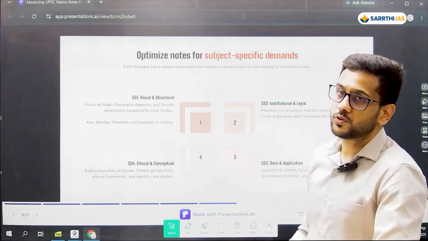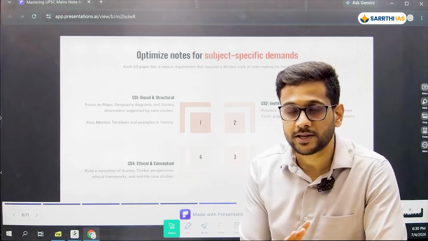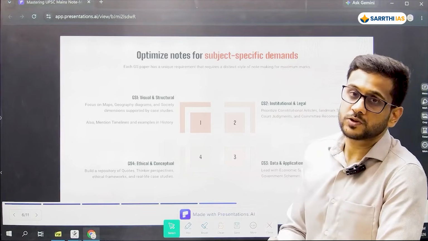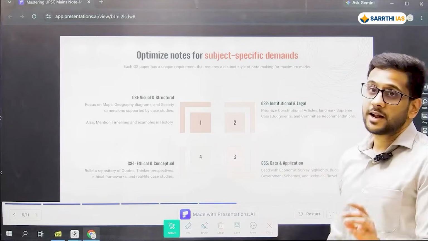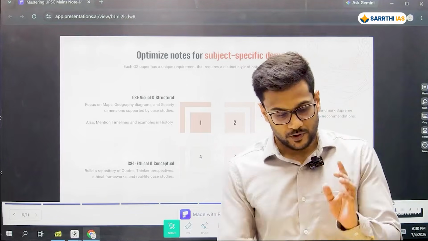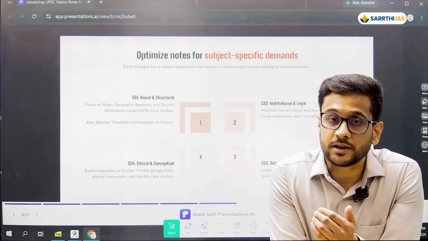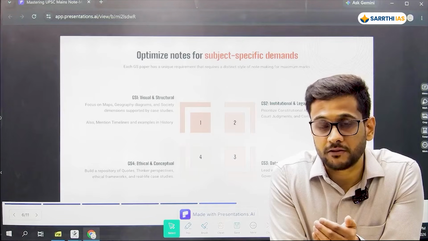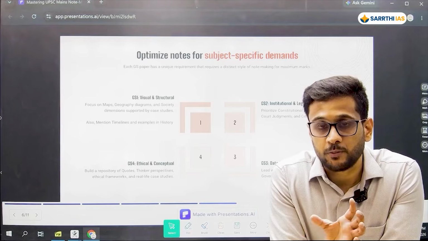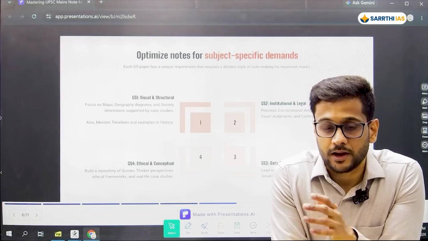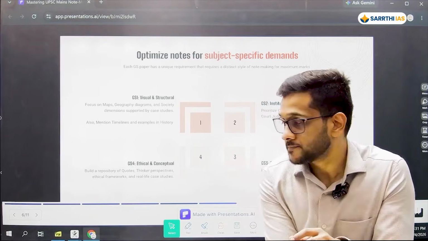Then in GS2, in governance and social justice part, you have to collect a lot of examples, policies, schemes and initiatives. Data and reports are also very important in case of social justice, topics like poverty, nutrition, etc. In IR questions, you have to note down some of the recent initiatives taken globally. You have to note down important events. You have to read bilateral agreements and note down what steps both countries are taking in collaboration. You have to practice some diagrams, maps also in IR.